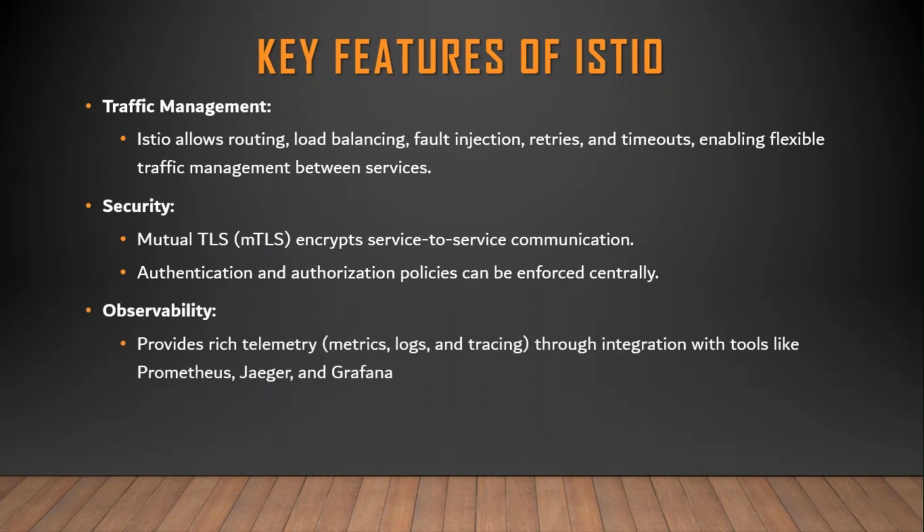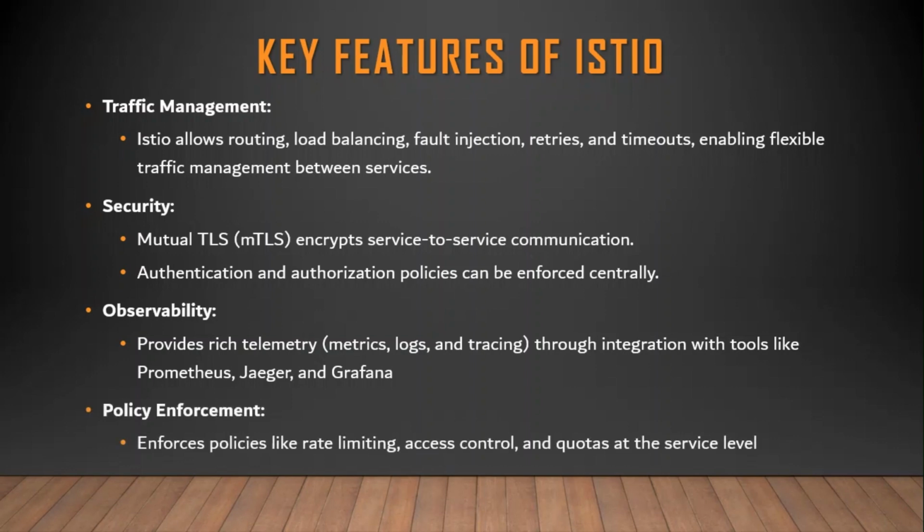Next, observability. Istio integrates with tools like Jaeger and Grafana to provide insights into service health through telemetry, metrics, and tracing. And final one is policy enforcement. It allows administrators to enforce rate limits, access control, and quotas across services.